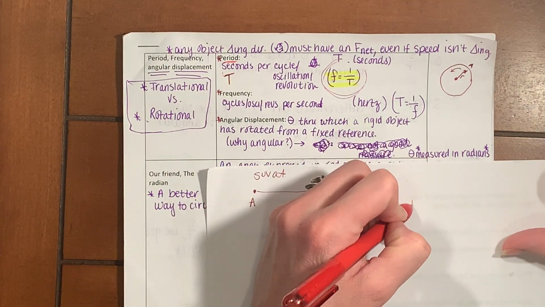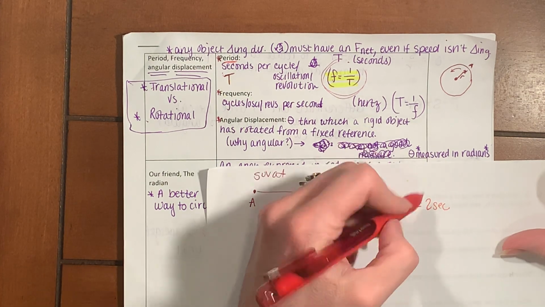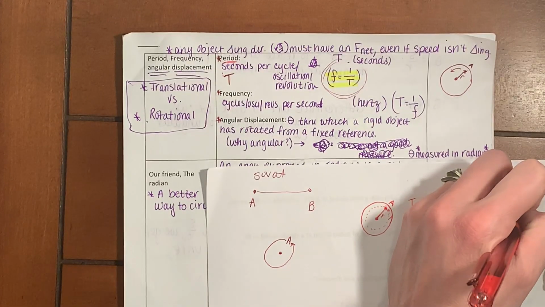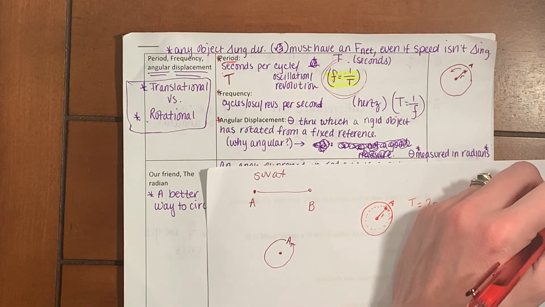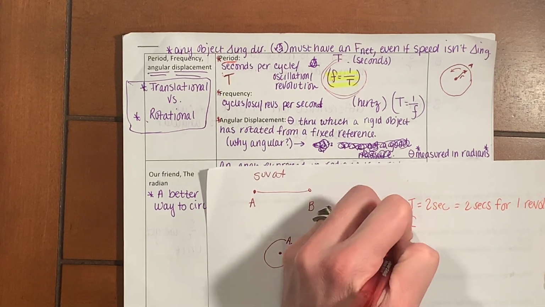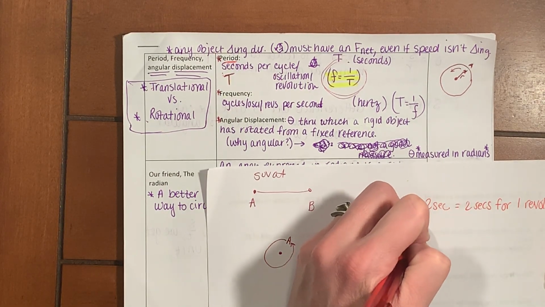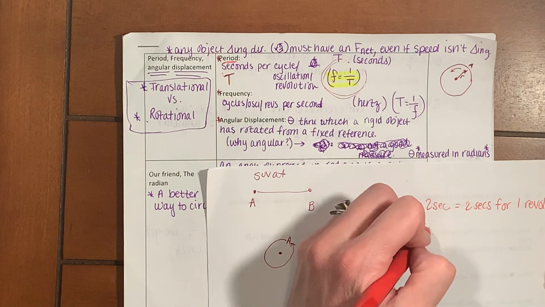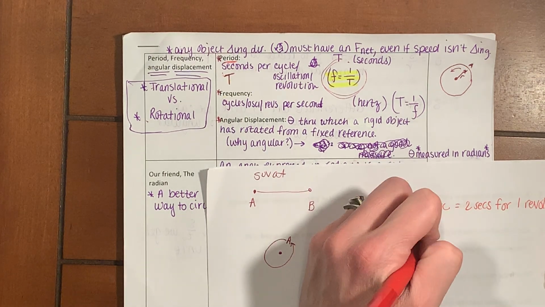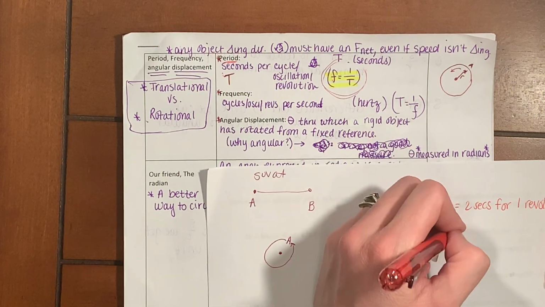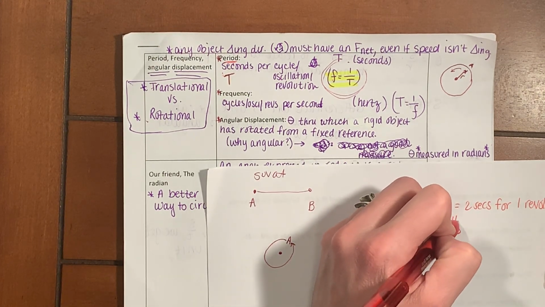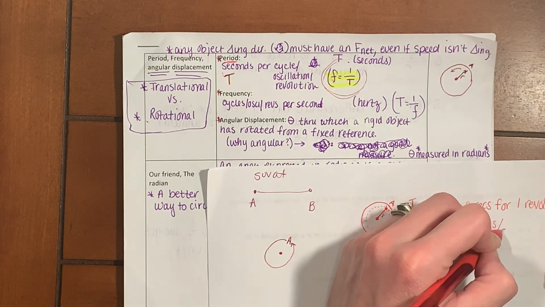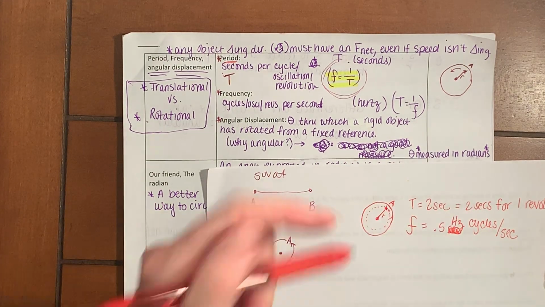So if we have a period, a time T of 2 seconds, that means it would be 2 seconds for 1 revolution. The frequency would be how many cycles for each second. Well, in that case, if it takes 2 seconds for 1, it would be half of a cycle for just that 1 second. So that would be 0.5. We measure these things in hertz. That would be 0.5 cycles per second, or oscillations or revolutions, et cetera.